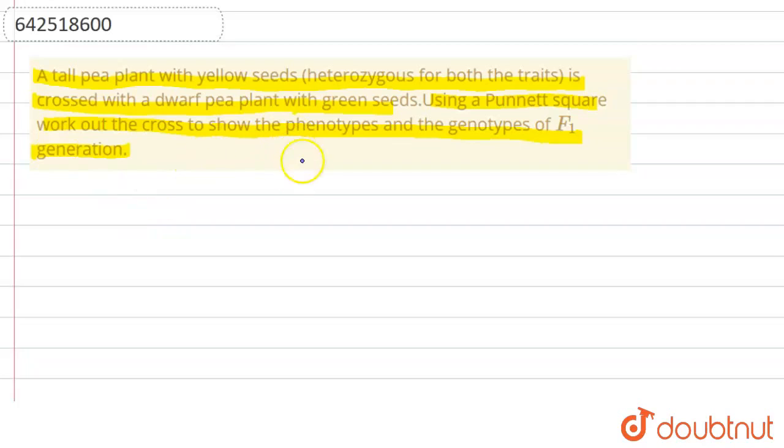So if we talk about the parents here, first we have to make the parents. The first one is the tall pea plant, and we have the yellow seeds, and it has to be heterozygous. So in case of pea, the tall plant is the dominant one. Tall is the dominant character, and the yellow color of the seed is also the dominant character, and it is represented by the capital letters here, right?